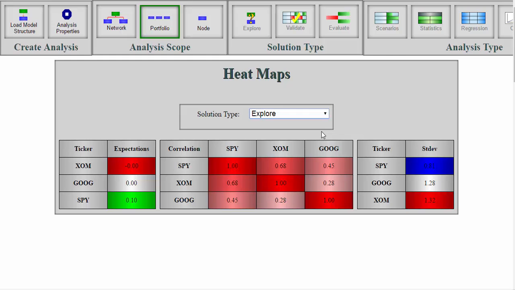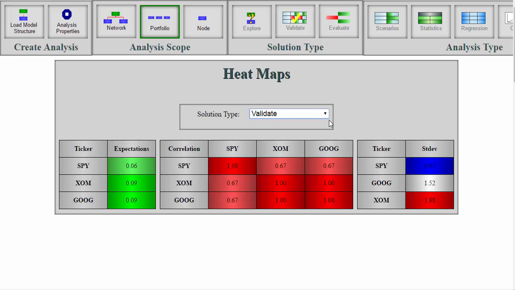Set Validate as the solution type. This shows the expected returns, correlation matrix, and standard deviations for the simulated data. The simulated expected returns compare to the historical as follows. Exxon and Google are higher, and the US is lower. The simulated standard deviations and correlations are higher on average than the historical ones. In the next step, you will determine the optimal combination of Exxon and Google given these risk and reward values.